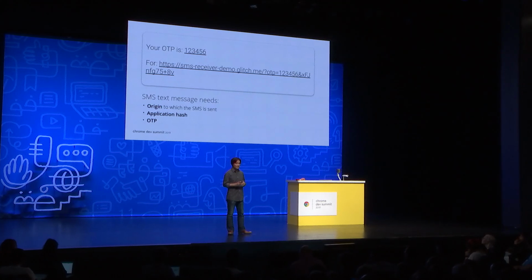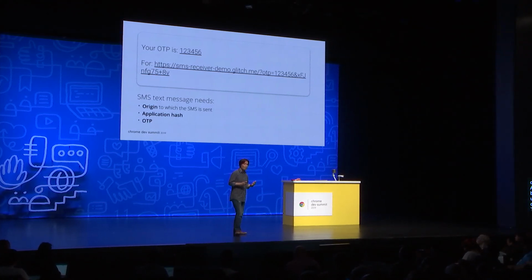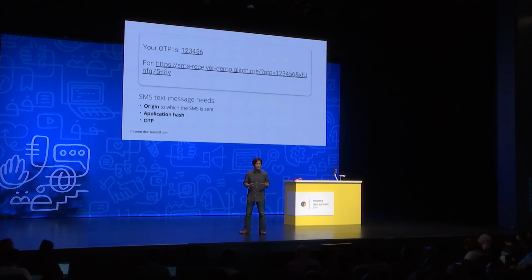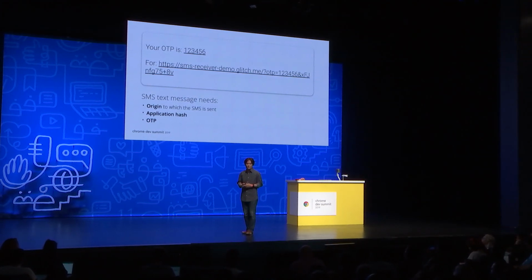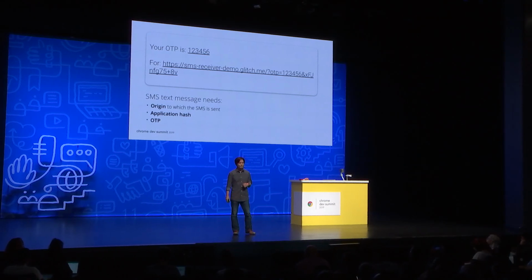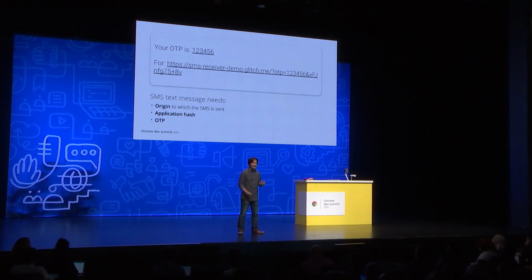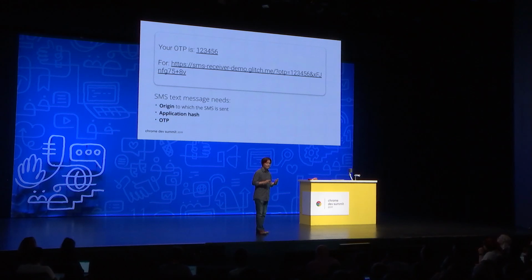The text message needs to include the URL of the origin to which the SMS is sent, Chrome's application hash, and the OTP. However, as we are experimenting with this feature and the API design is subject to change, I won't go into detail about how to format the SMS. You can check the latest format in the article I will show you later.